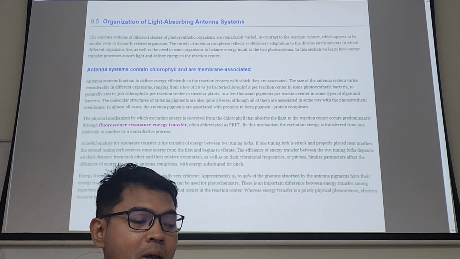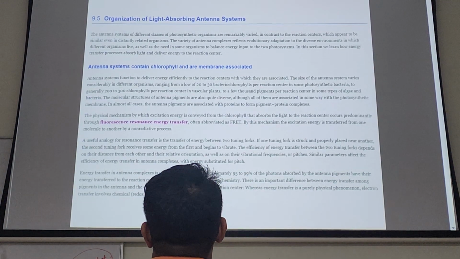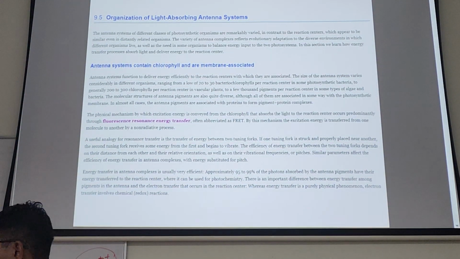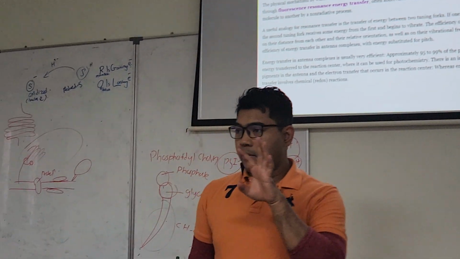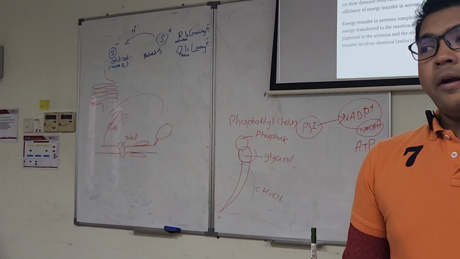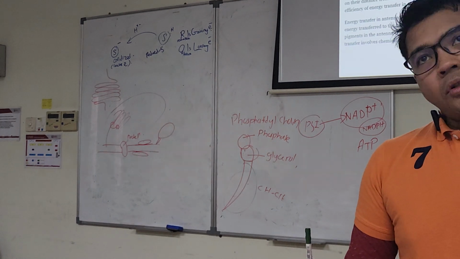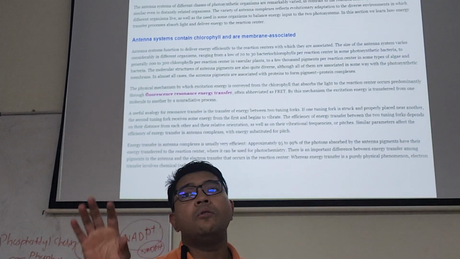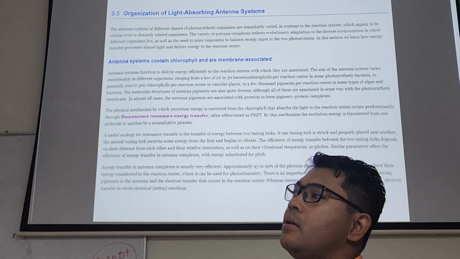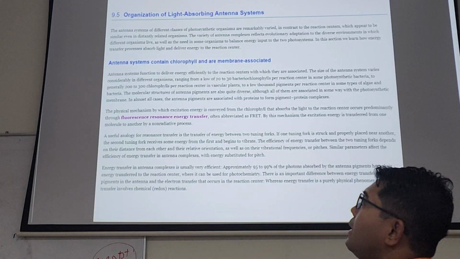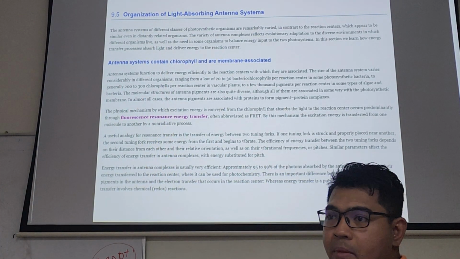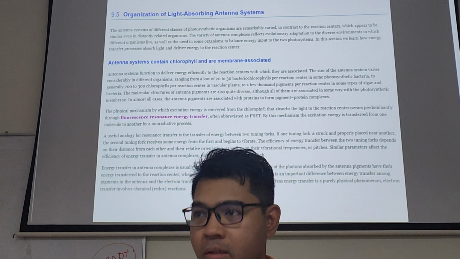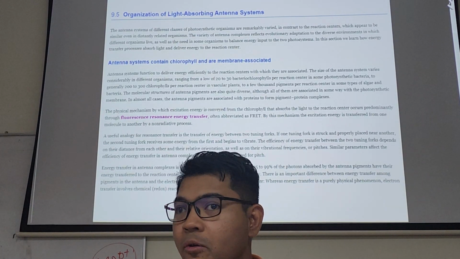That sounds very ambitious. The organization of the antenna system. On the surface of the thylakoid membrane, in addition to the integral proteins, how many proteins did you learn just now? What are they? Photosystem II, photosystem I, and ATP synthase. In addition to these proteins, you have another structure on the membrane, which is the antenna system. Antenna to get the light. Somebody has to receive the light. ATP synthase is not going to receive the light.